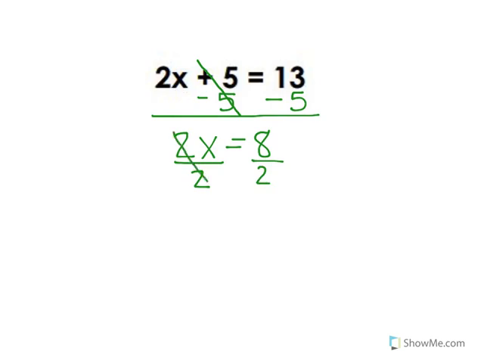So then the 2's will cancel out. So now I'm just left with x, which is our goal, and then we have x equals 4, and that's our answer. So when you're solving equations, what you want to do is make sure that whatever you do to one side, you do to the other side, and that you're also trying to move numbers over to the other side so that you can solve for the variable.